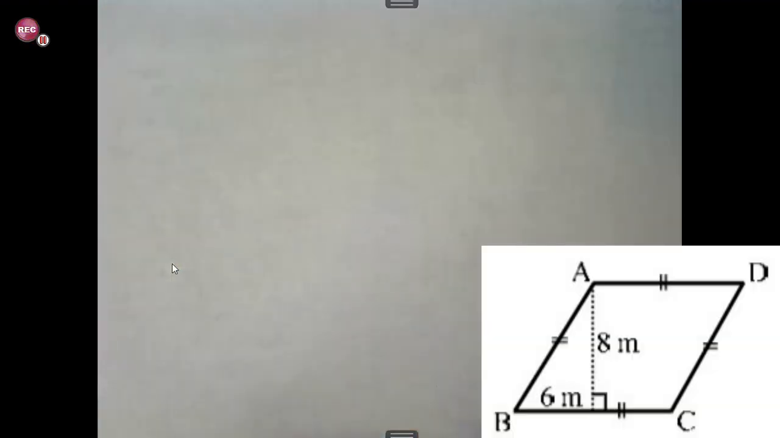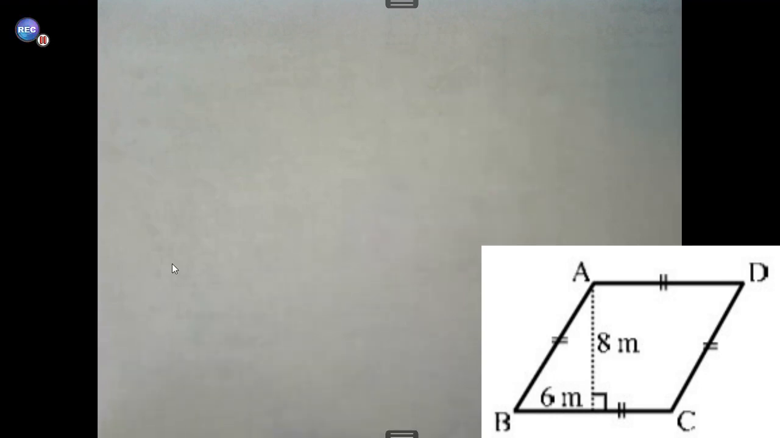Okay, our next question is a rhombus. So, the thing with the rhombus is, the properties that you should know is that it always has all sides equal to one another. A rhombus only consists out of lengths and not lengths and breadths.